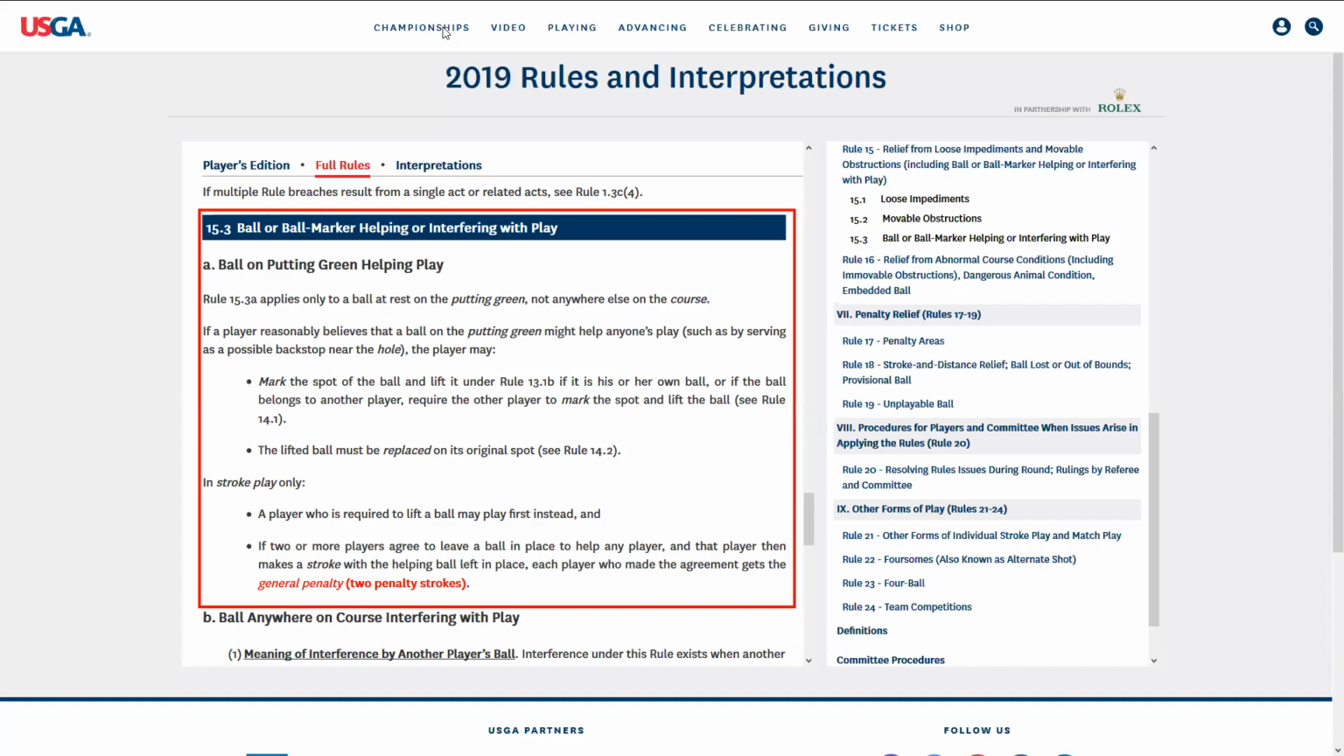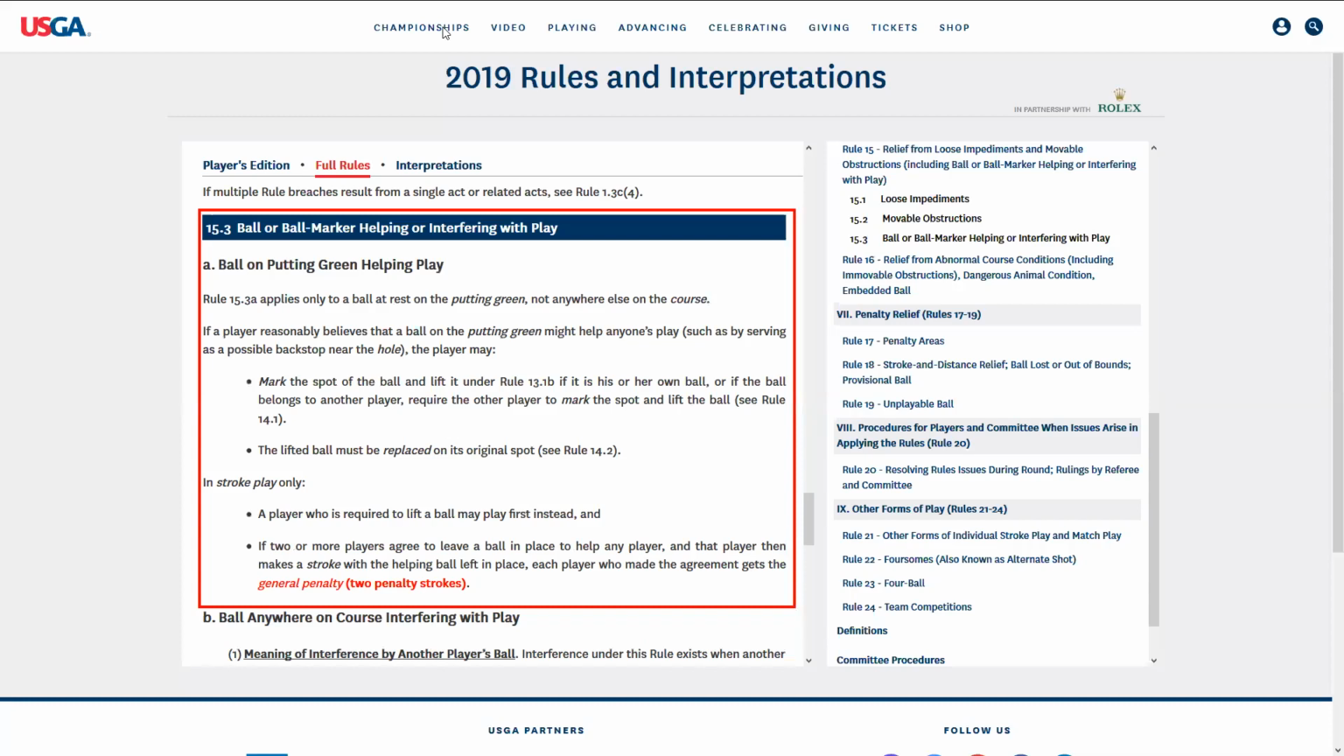If a player reasonably believes that a ball on the putting green might help anyone's play, such as serving as a possible backstop near the hole, the player may mark the spot and lift it if it's his or her own ball, or if the ball belongs to another player, require. The word require means you can make a request, a demand that they do it, and they have to follow it. The lifted ball must be replaced on its original spot.